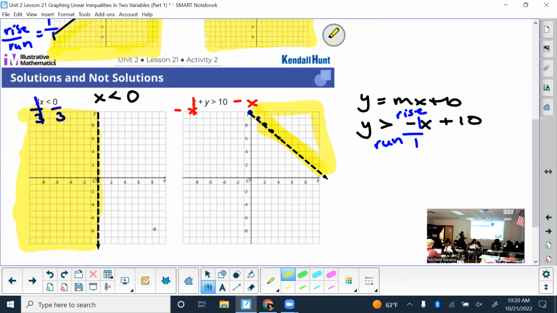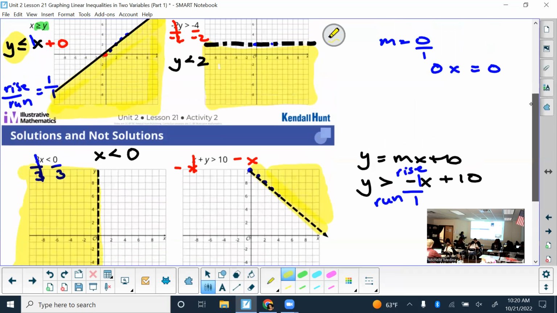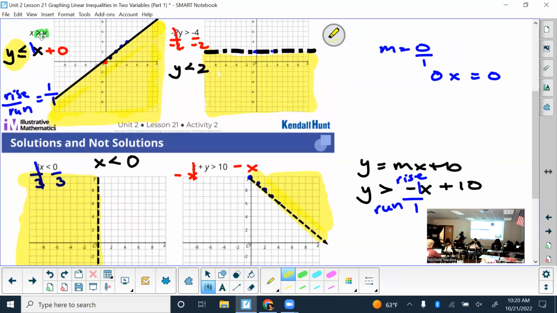Yes. Because it's y greater. And just like in the first one, it was flipped, it was x greater than the y. You have to look at is y bigger or smaller. And in this one, it is.